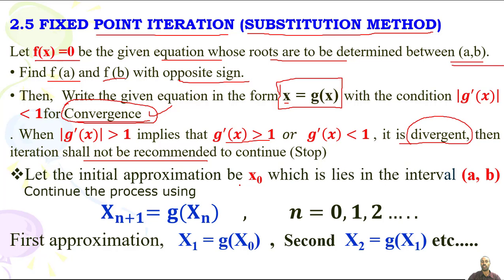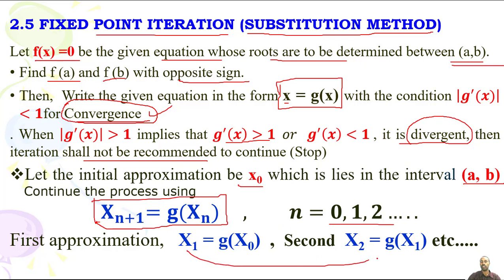So let the initial approximation be x naught, for example, which lies in the interval a, b. Continue the process using this algorithm: x n plus 1 equal to g of x n, where n starts from 0, 1, 2, and so on. The first approximation x1 is equal to g of x naught. Once you get this result, the second iteration x2 is found by substituting x1 in the function, and you proceed like that.